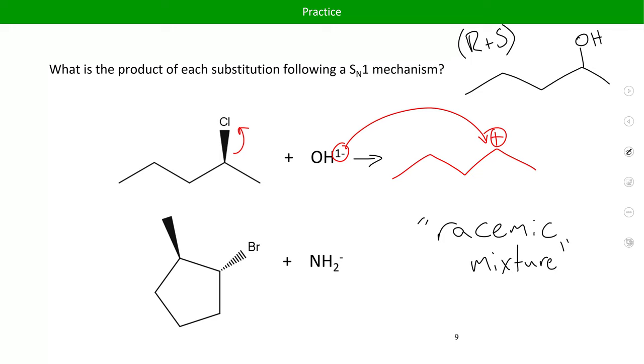So if you draw your product like this and just say R plus S, or just say racemic mixture, that would be your full credit. You get 4 out of 5 for getting here, and then 1 point to remember that there are 2 stereoisomers made.